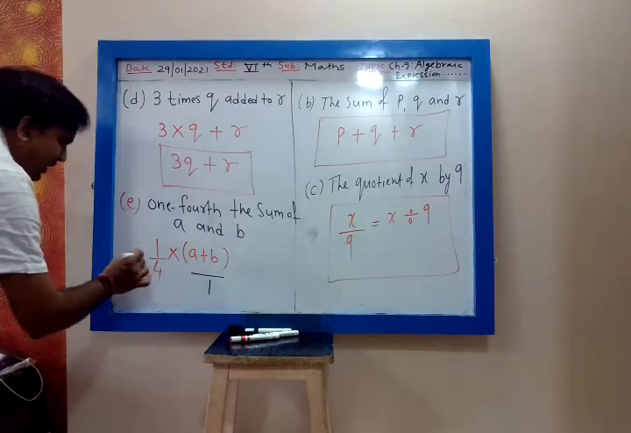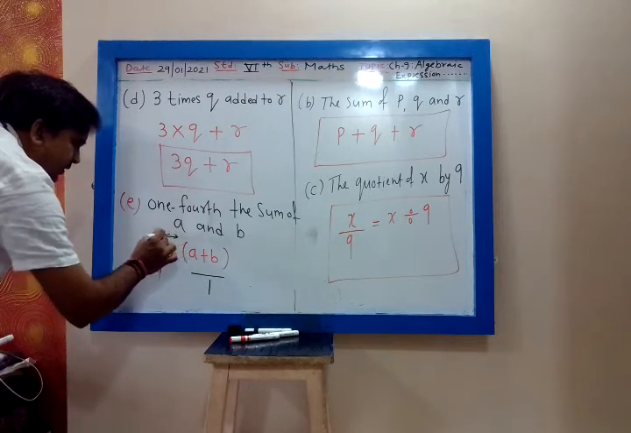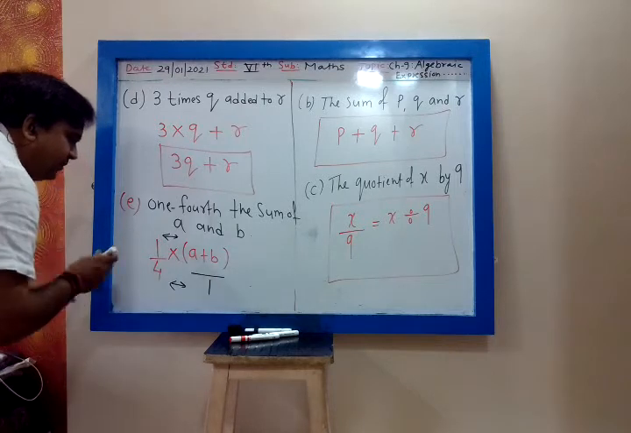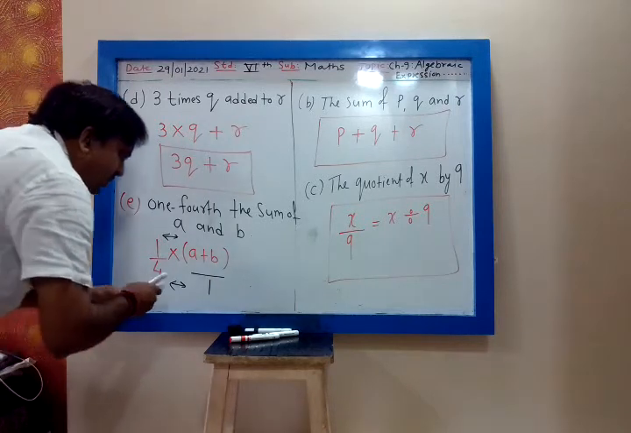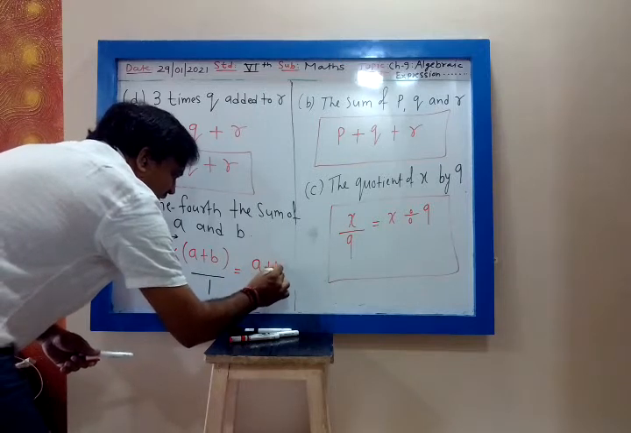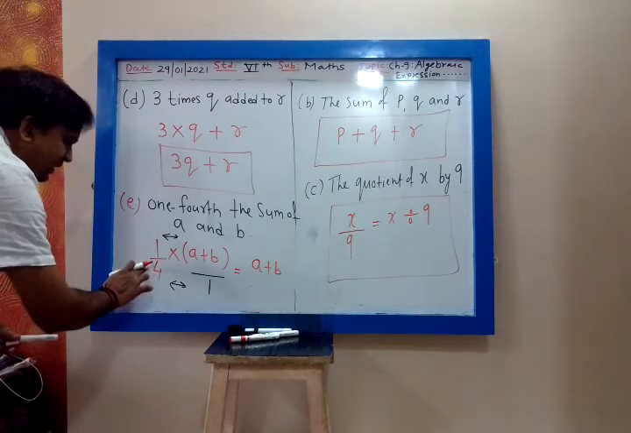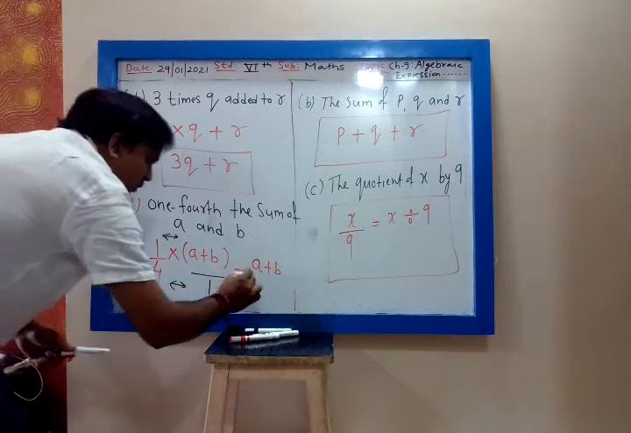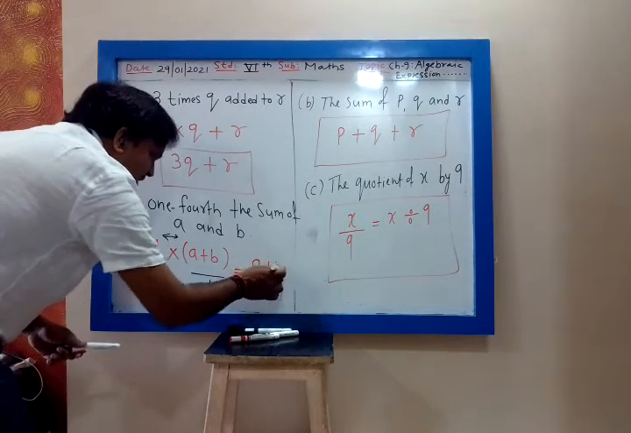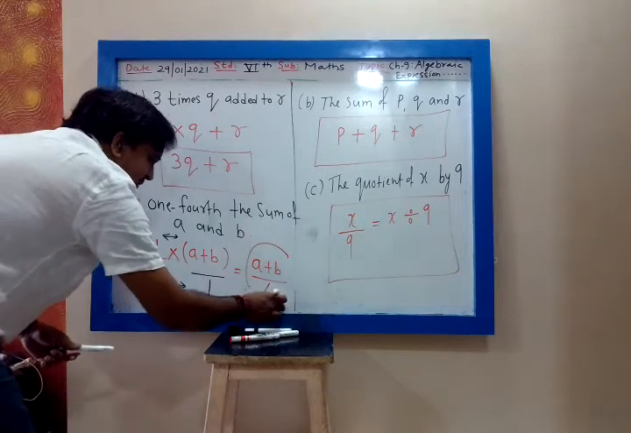Now you have to multiply the numerators and multiply the denominators. So A plus B into 1 will be A plus B. That will be A plus B. Then the denominator, 4 into 1, is 4. Write it down. So this is my final answer: A plus B upon 4.